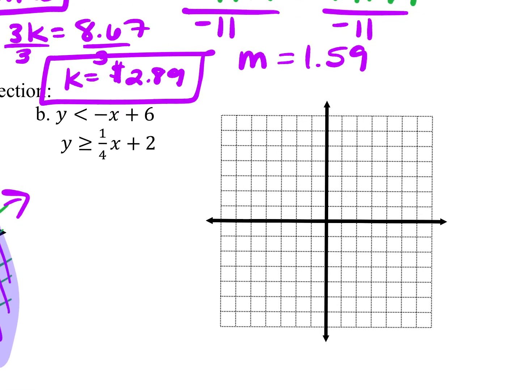So, I went up 6. Undo that. You're on a highlighter right now. Okay, so up 6. And then she went down 1, right 1. Down 1, right 1. And then did you do a dotted or solid line? Dotted. That's a dotted line, because that one doesn't have the equal to bar.